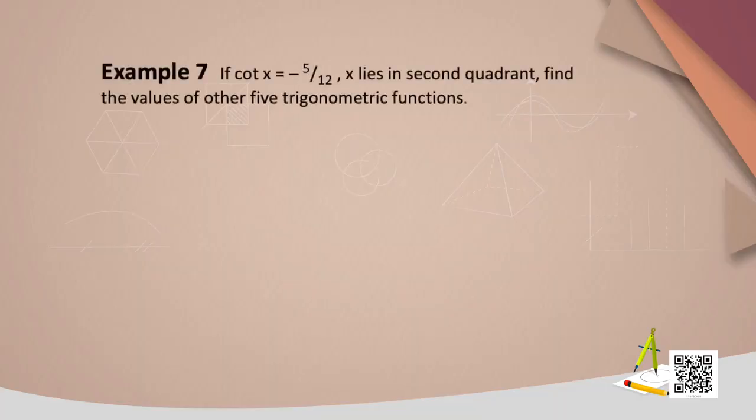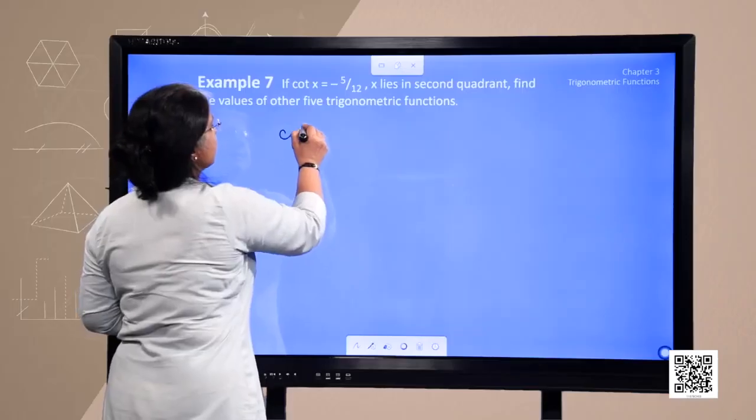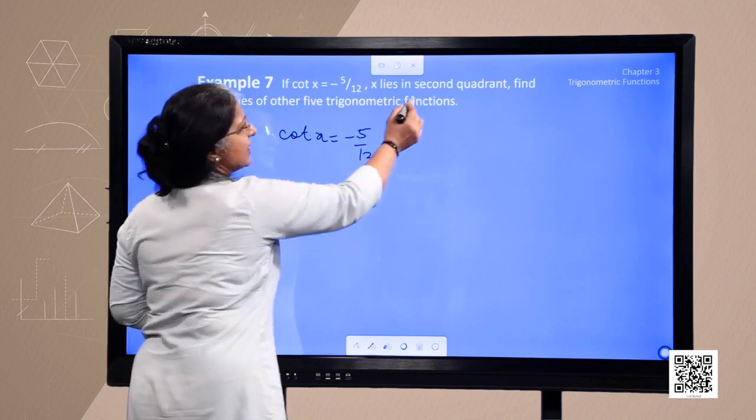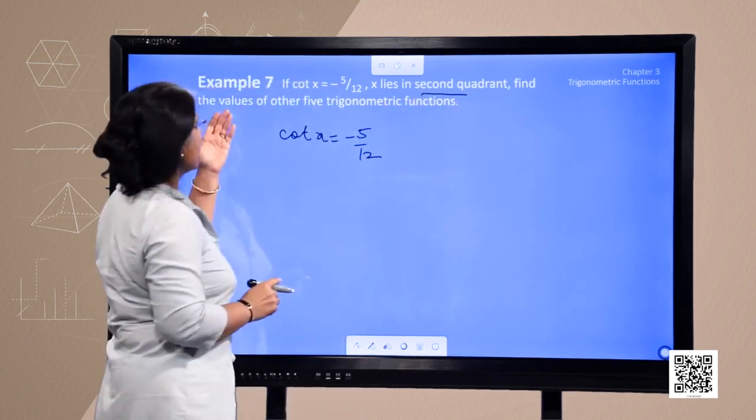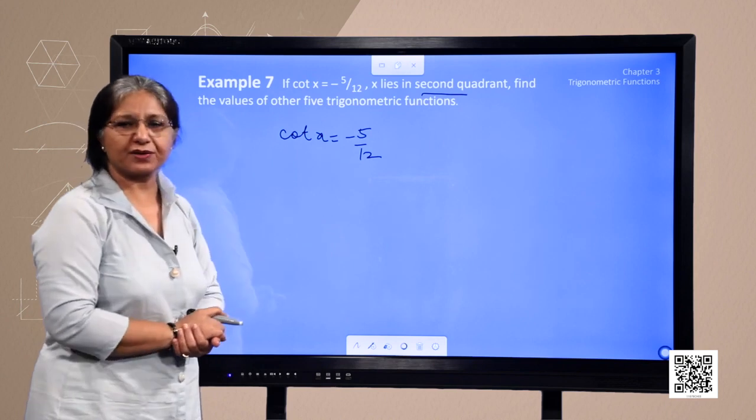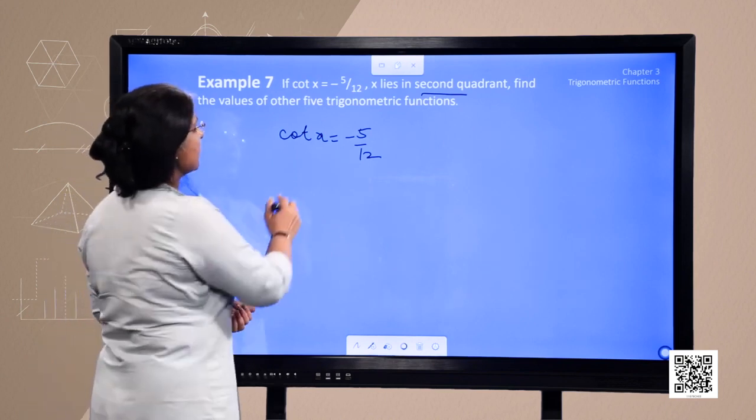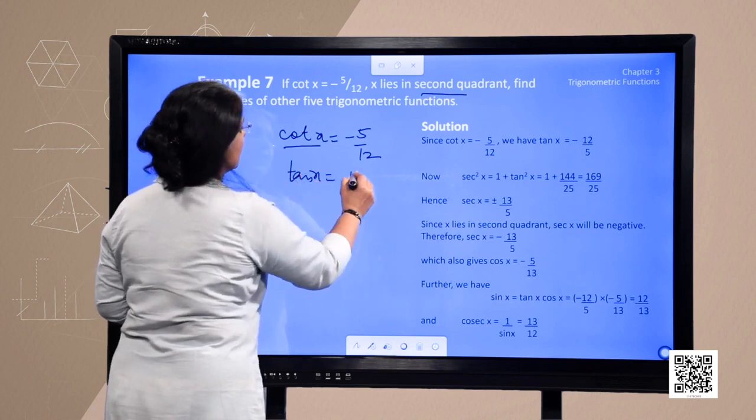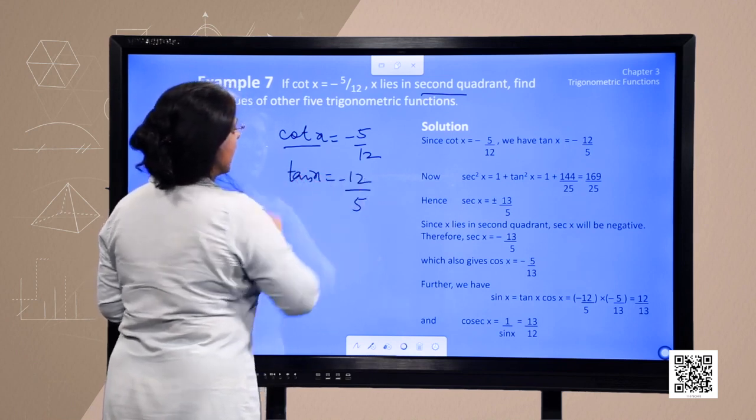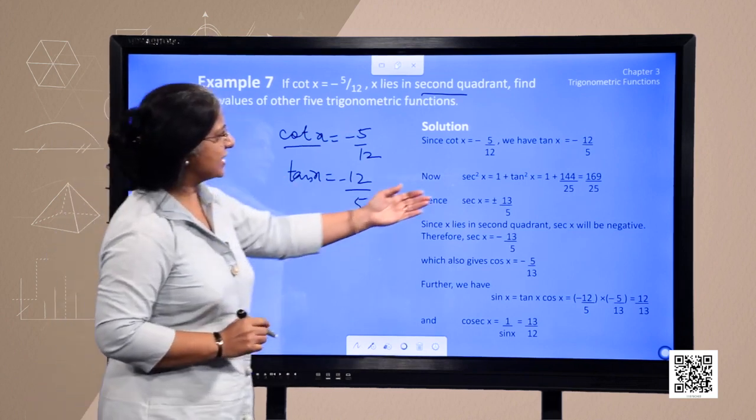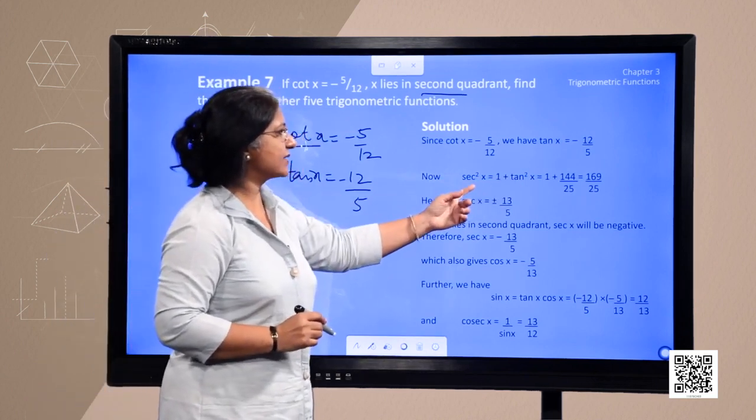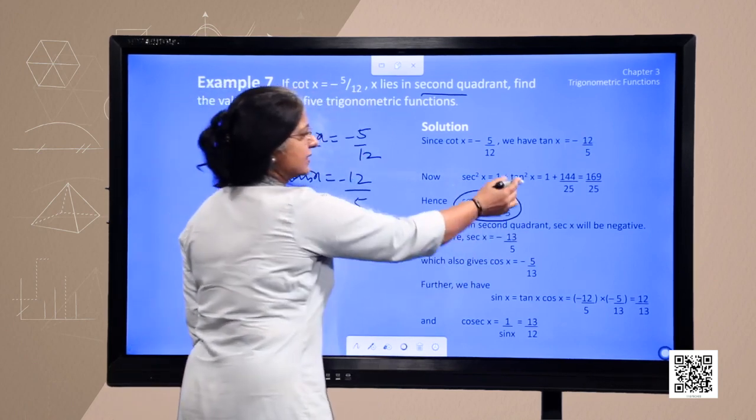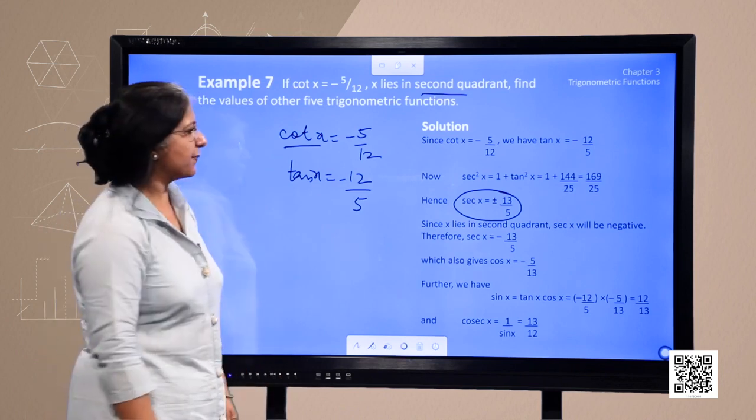Now, in this example, we have been given the value of cot x, that is equal to minus 5 by 12, and x lies in the second quadrant, and we have to find the values of the other trigonometric functions, same as the previous example. If cot x is given, we can find out tangent x as the reciprocal of this, and applying the relation of 1 plus tangent square x equal to secant square x, we can find the value of secant x, in the same fashion as we did in the previous example.